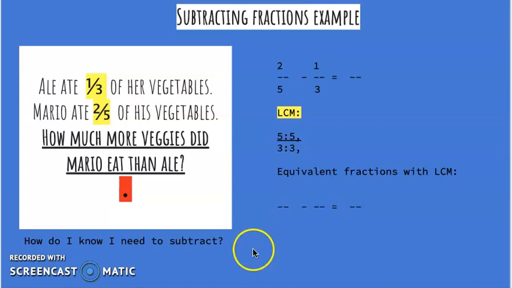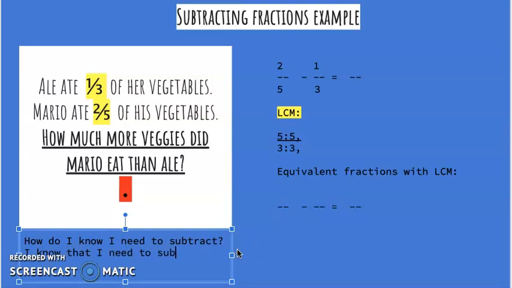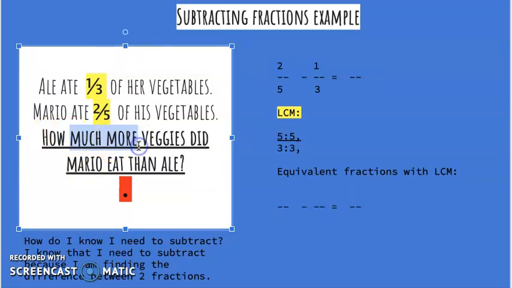So, how do I know that I need to subtract? Well, I know that I need to subtract because I am finding a difference, the difference between two fractions. So whenever you're looking for how much more, you're looking for a difference, and those are keywords, guys, that tell you that you need to subtract.